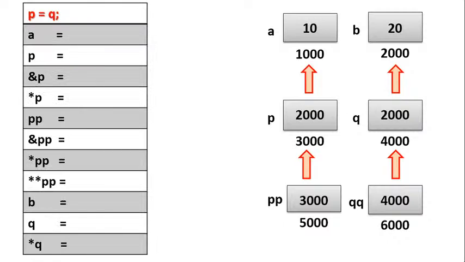I'll just change something, that is p is equal to q. Okay, this is one extra statement that is being added to the program. So now start printing all these values, a, p, and &p, star p, all these values. There are about 11 values. So take a minute, print all these values. Let's see who can get it first.